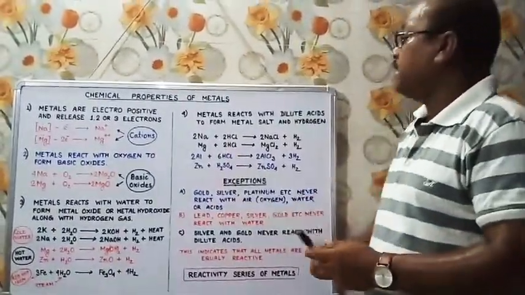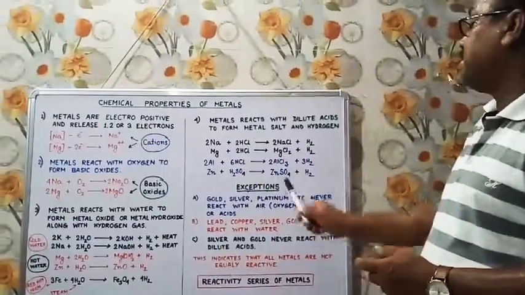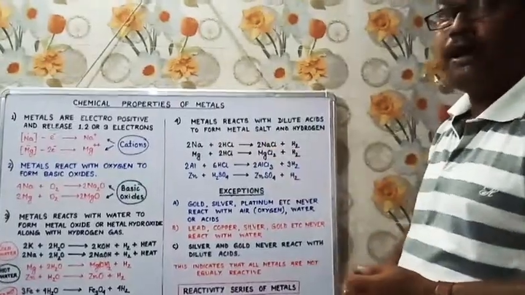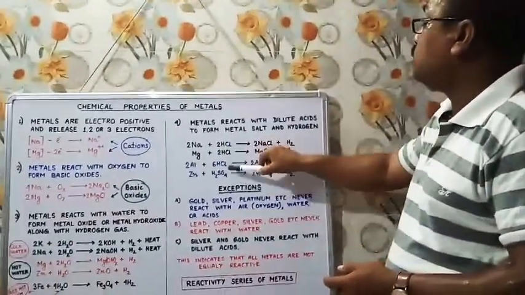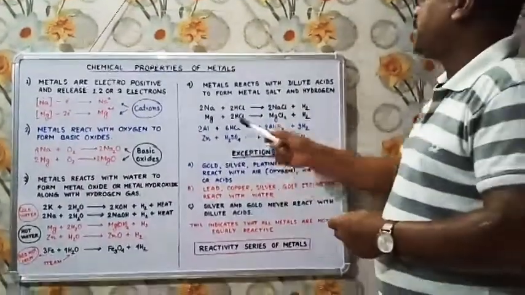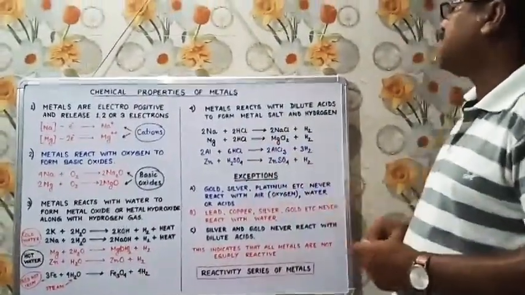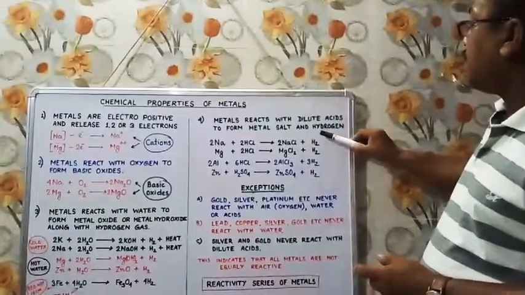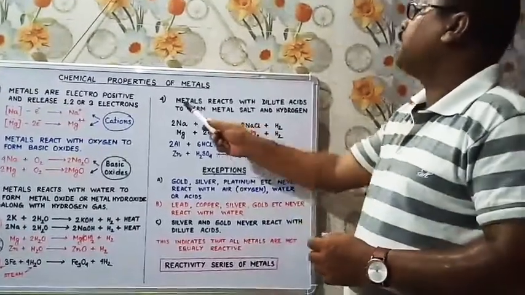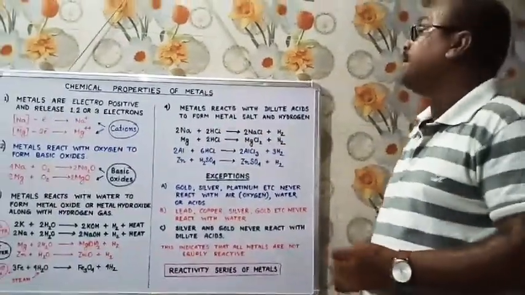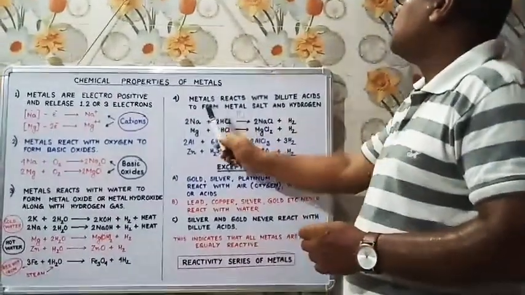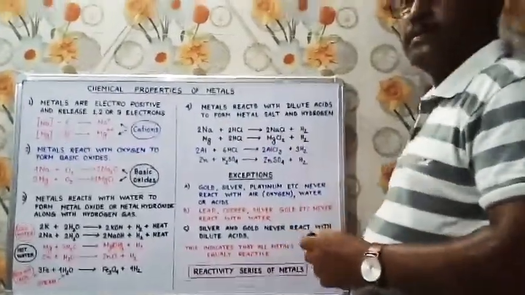Zinc is another metal. It is reacting with dilute sulfuric acid producing zinc sulfate and hydrogen gas. We have here taken 4 metals as examples and 2 different types of acids, hydrochloric acid and sulfuric acid. Every time we have seen these metals reacting with these acids, producing salts, and every time you can see hydrogen gas is produced. So this indicates the 4th chemical property of the metal, which I repeat, that metals react with dilute acids to form metal salts and hydrogen.